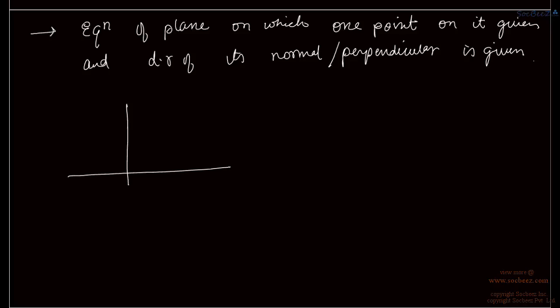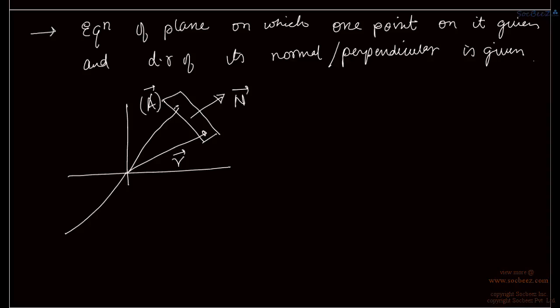So say this is a plane. Okay, this is our axis, this is the plane, and we know this vector n vector. Okay, and also we know a point on this plane. Say this point is vector a, whose position vector is vector a. Okay, and we have to find a variable vector r, position vector variable vector r, so that we get a plane.